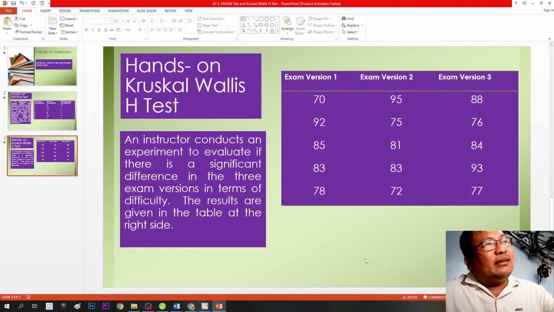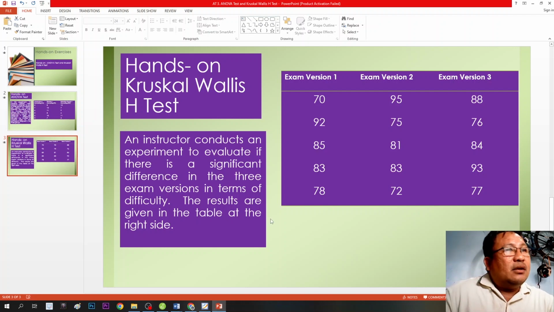0.78. Our second hands-on test today is the use of the Kruskal-Wallis H test. So our problem is: an instructor conducts an experiment to evaluate if there is a significant difference in the three exam versions in terms of difficulty. The results are given in the table at the right side.